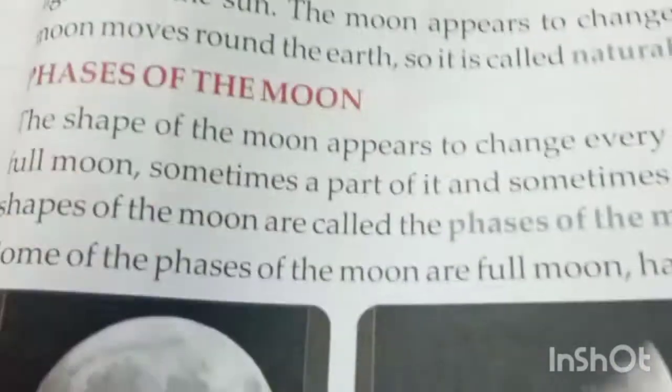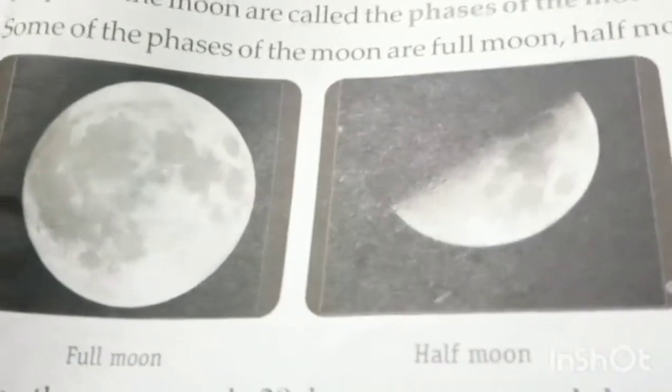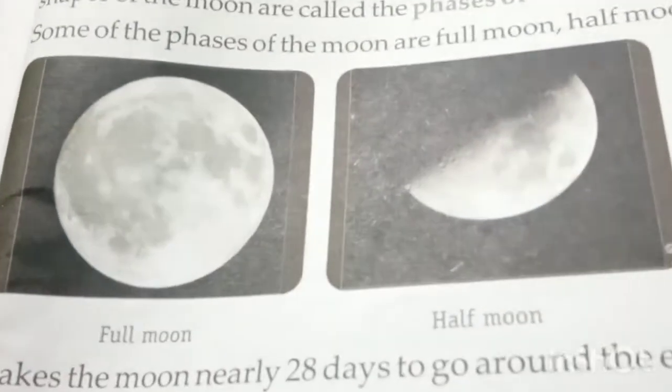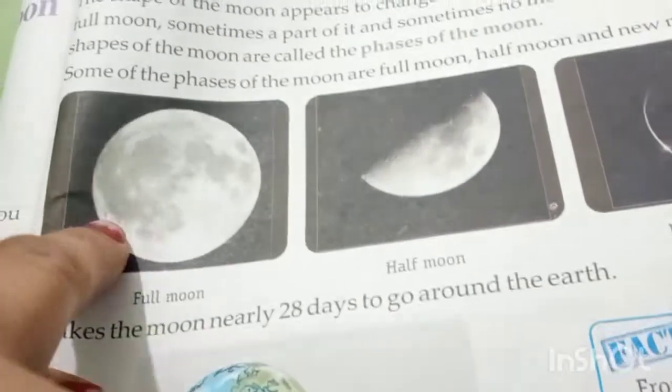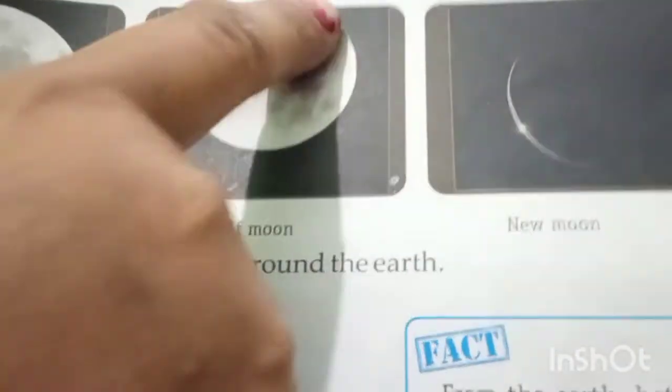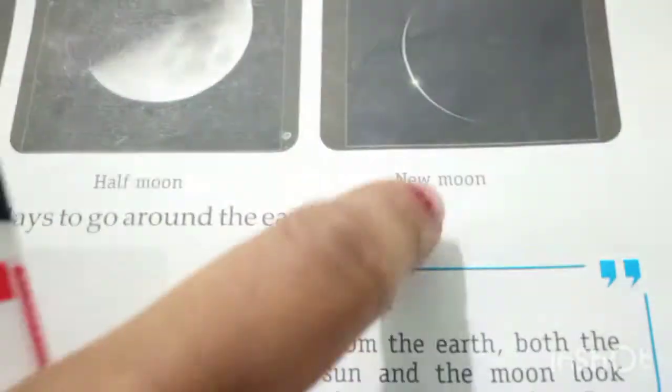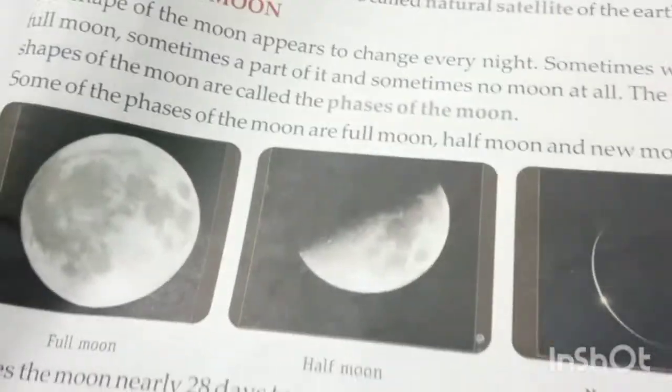Phases of the moon. It means sometimes, dear students, when you are watching the sky, the moon is round, very big and very bright. That time the moon is a full moon. Sometimes the moon is half. And sometimes it is a very thin, curved line. This is a new moon. The moon changes its shape in the sky. Then come to the first point.